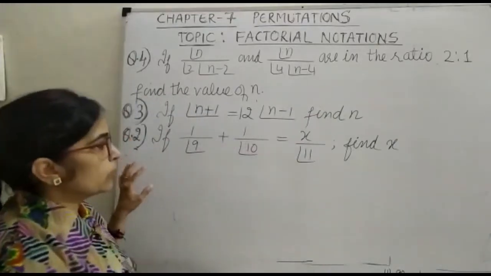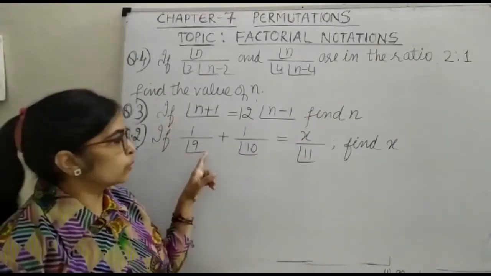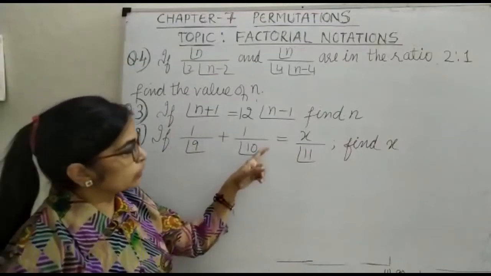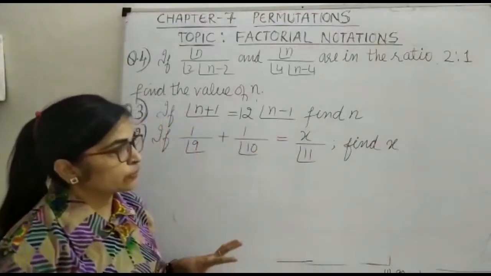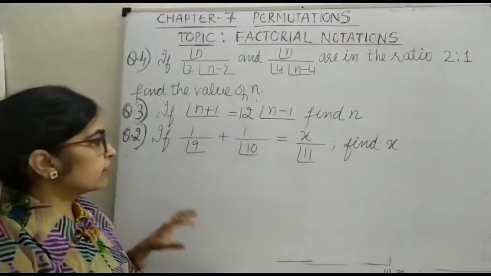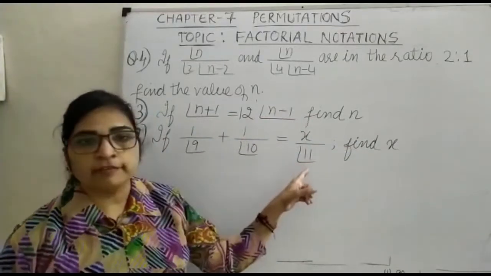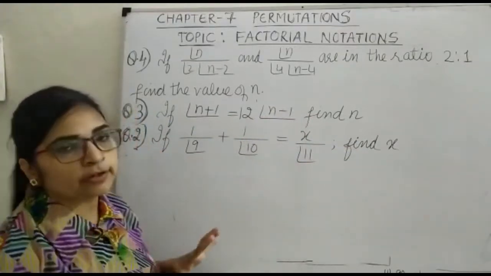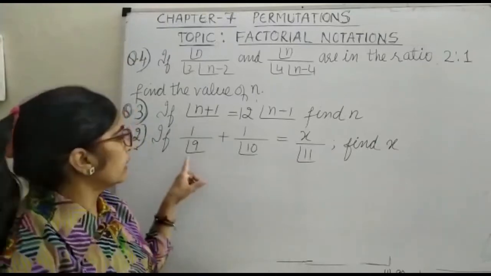In your question number 2, it's given that 1 upon 9 factorial plus 1 upon 10 factorial is equal to x upon 11 factorial. Find the value of x. Here also you can see that 11 factorial, 10 factorial, 9 factorial. The smallest one is 9 factorial.